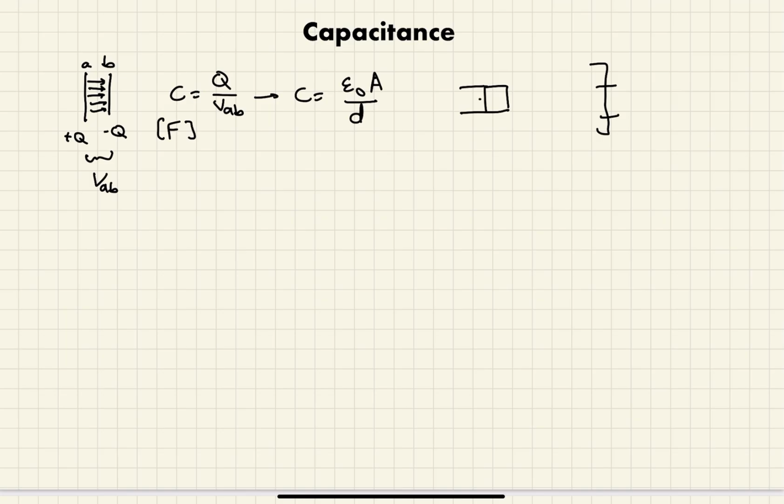If you have capacitors in parallel, the symbol for a capacitor, by the way, is these two lines like this. How would you calculate the equivalent capacitance, the total capacitance of this entire system? In parallel, voltage is the same. So the potential difference across this branch is the same as across this branch.